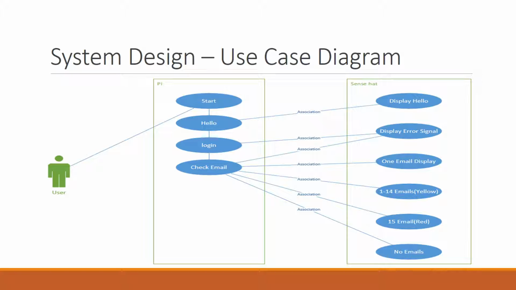Alright, so now we'll be looking at the system designs. The first system design is a use case diagram. The use case diagram will show what happens when the user first runs the Raspberry Pi.